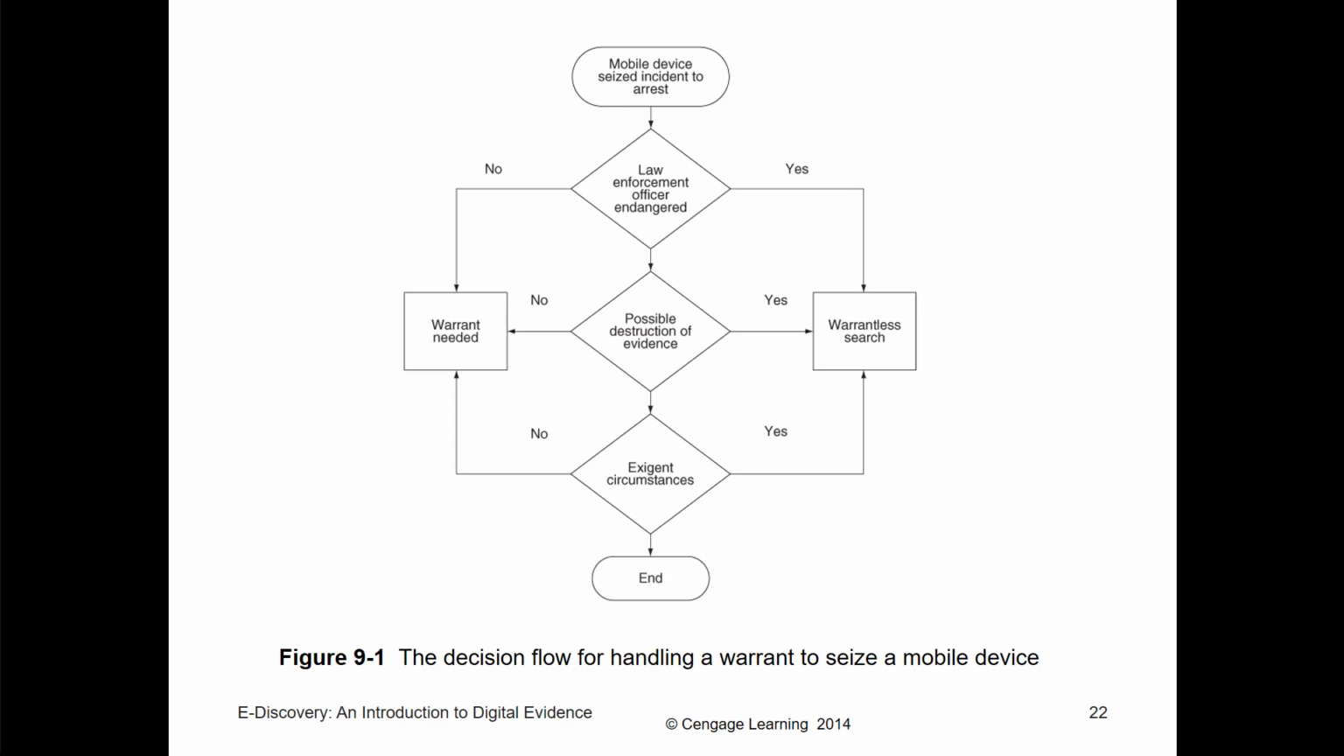Mobile device seized as incident to an arrest. Are law enforcement officers in danger? If no, warrant needed. If yes, warrantless search is allowed. Is there possible destruction of evidence? If yes, warrantless search is allowed. If no, warrant is needed. Or if there are exigent circumstances, if yes, warrantless search is allowed. If no, warrant is needed. More and more organizations are coming up with these flowcharts to understand what is and what is not allowed. More states are coming up with these flowcharts as well.